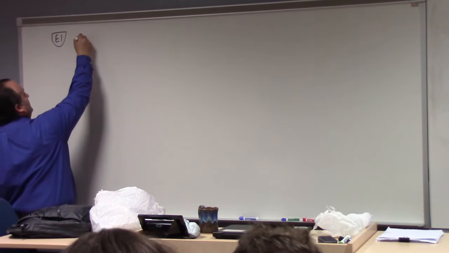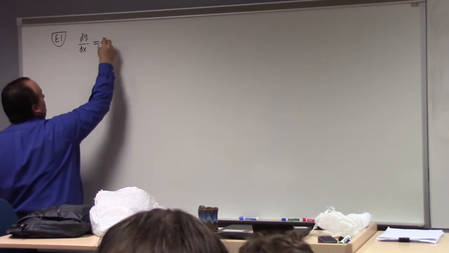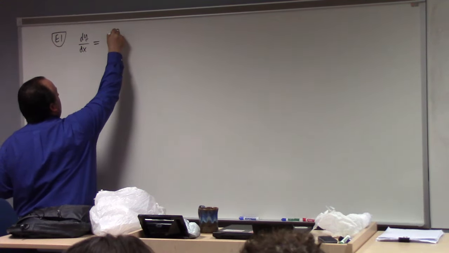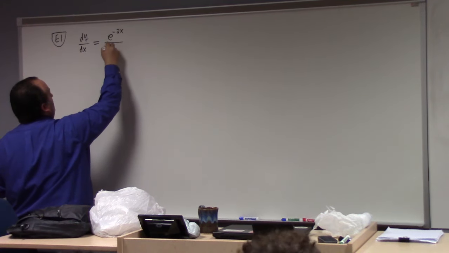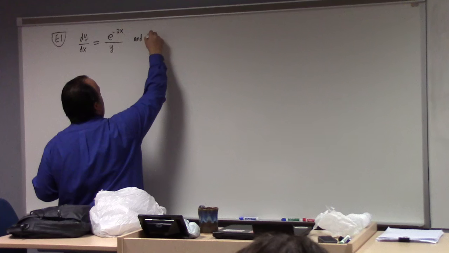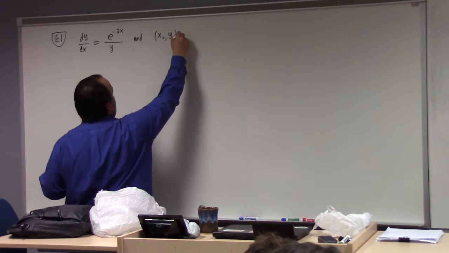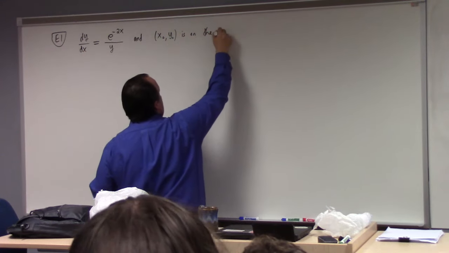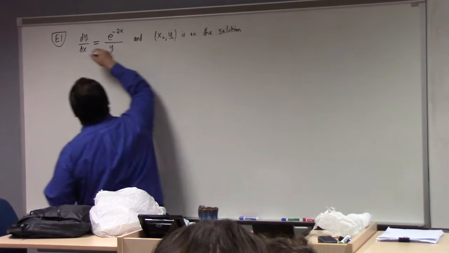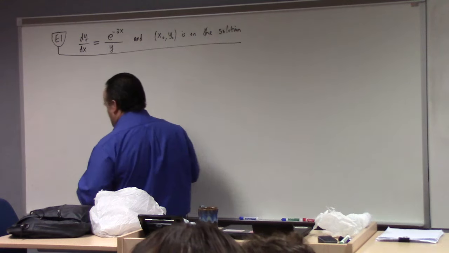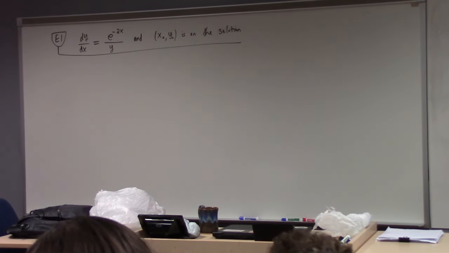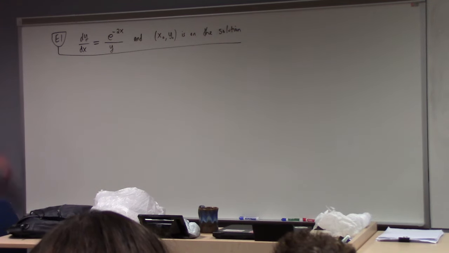So, example one. Suppose we've got dy/dx is equal to e to the minus 2x over y, all right? And you're given that (x naught, y naught) is on the curve, on the solution. I haven't done enough problems like this. There's a problem on the quiz where it's not just solve it, it's got a point that you want to make sure your solution goes through. So I want to work at least one of those before you take the quiz.